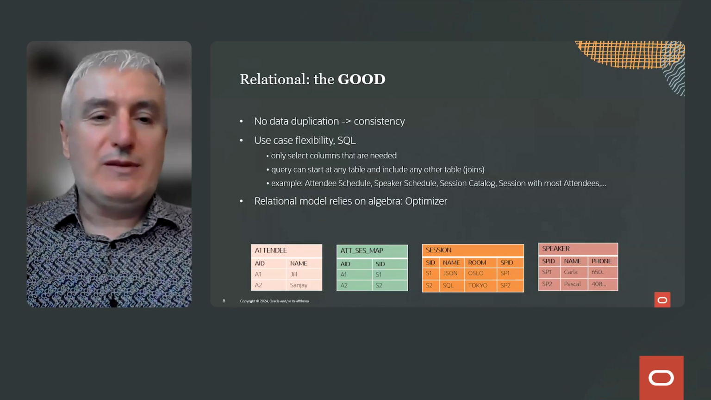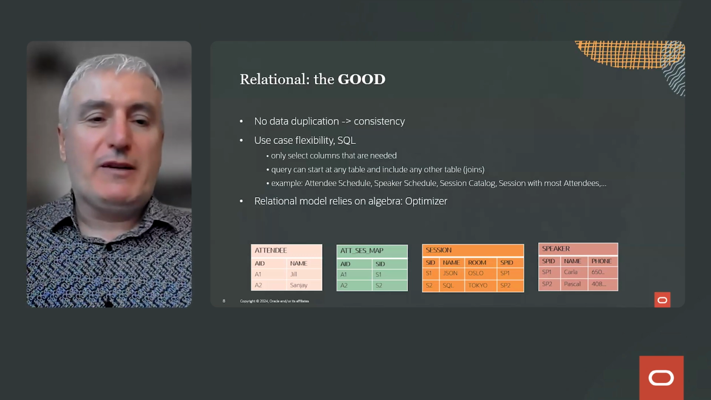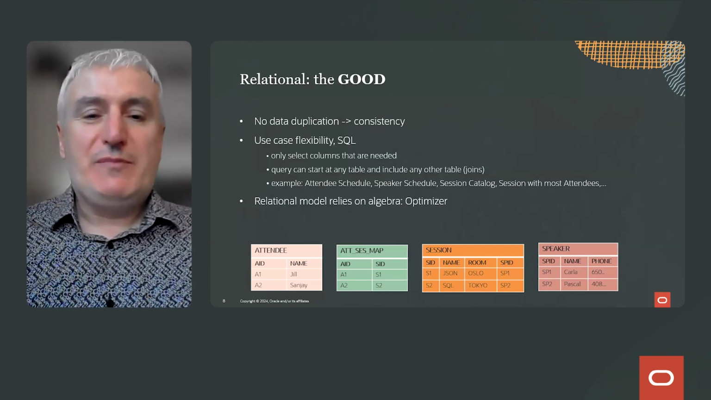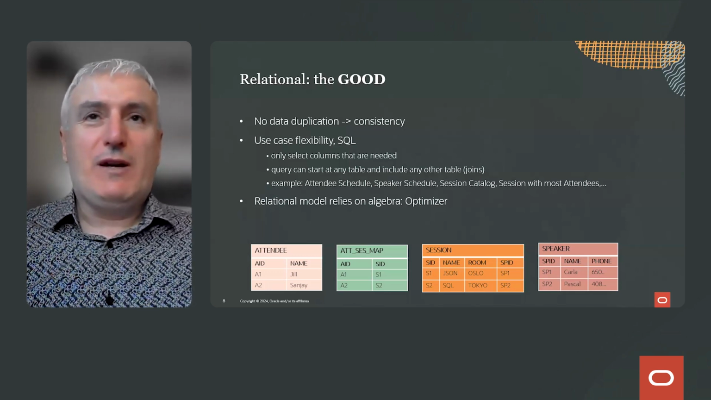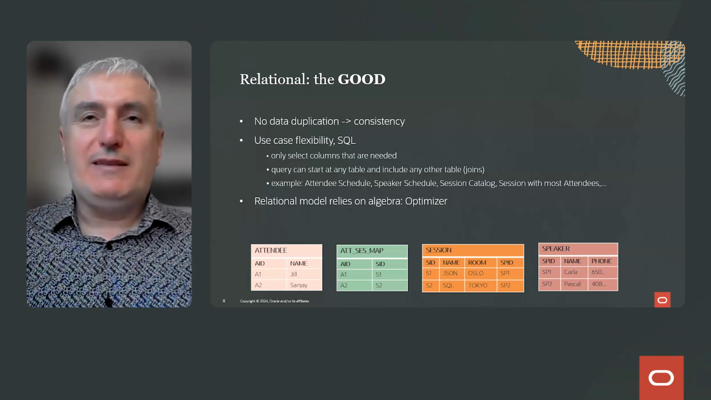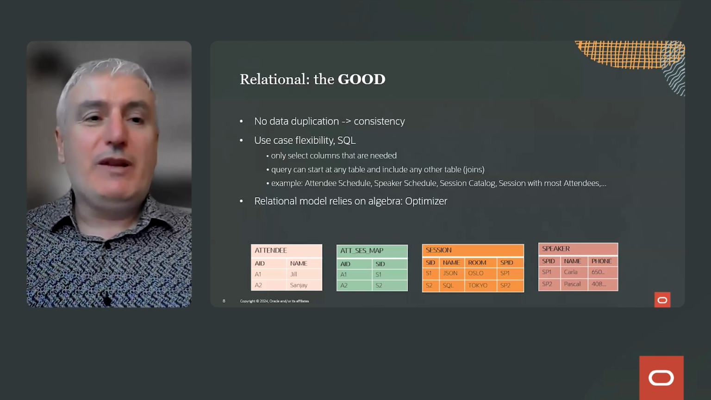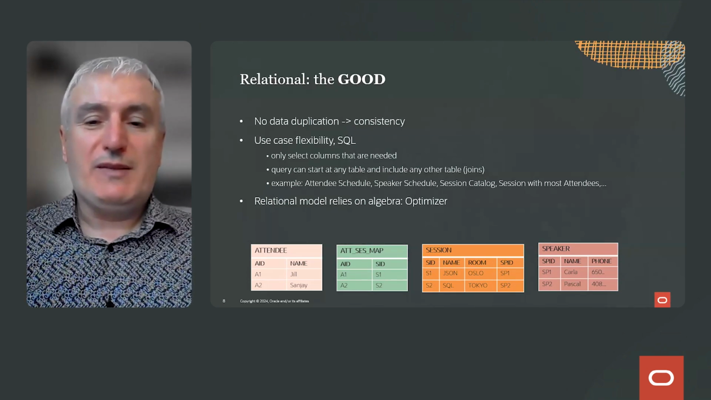We can join tables. And as an example of running SQL, we can create the schedule of an attendee, the schedule of a speaker. We can create the complete session catalog. We can run SQL statements in order to get the sessions with most attendees, the speakers who have most sessions in the conference, and so on and so on. And the relational model is good. It relies on the optimizer, the cost-based optimizer.